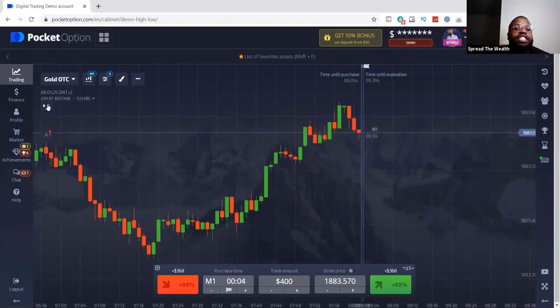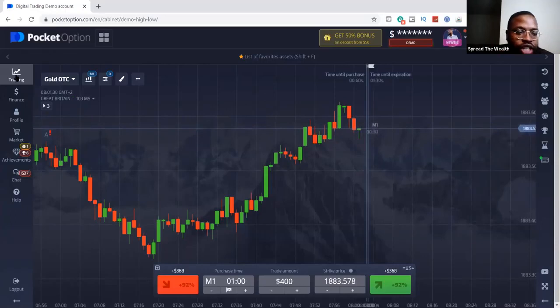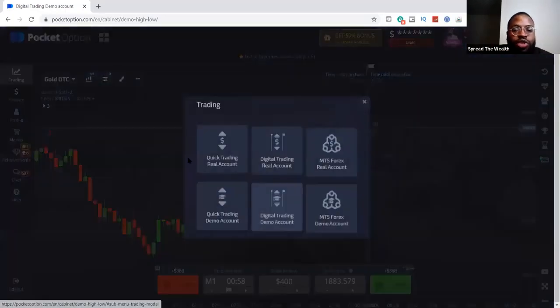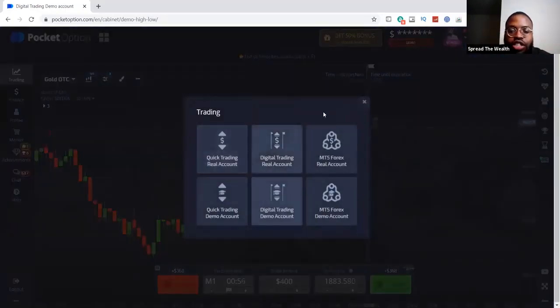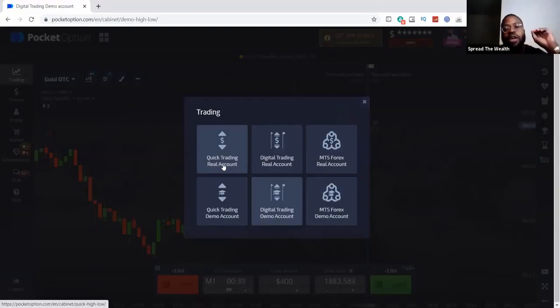So now the next thing, guys, I want to touch on is your tradings tab. In your tradings tab, this is where you're going to find your quick trading, digital trading, and so forth. To sum it up quickly, quick trading is where you can trade at a fixed time, and not only that, guys, you're able to trade under 1 minute, meaning you can trade as low as 30 seconds with quick trading. So, in and out with the bag, is what I like to call it.